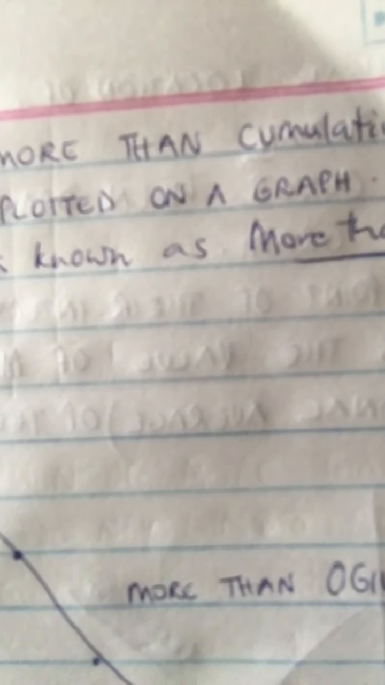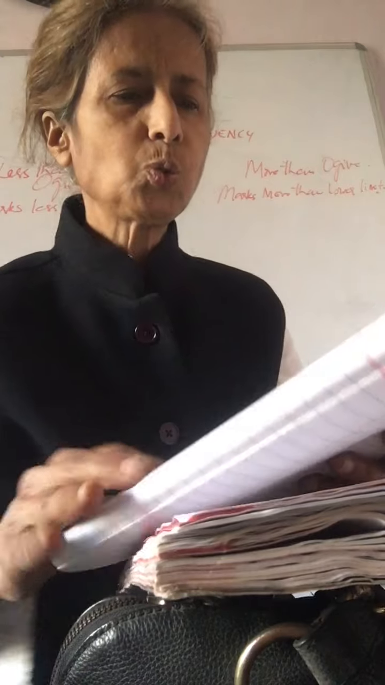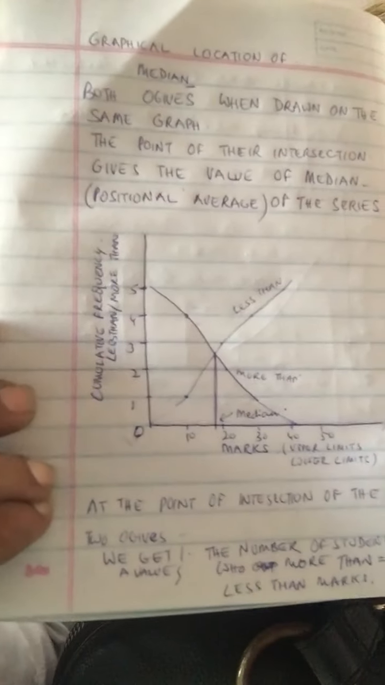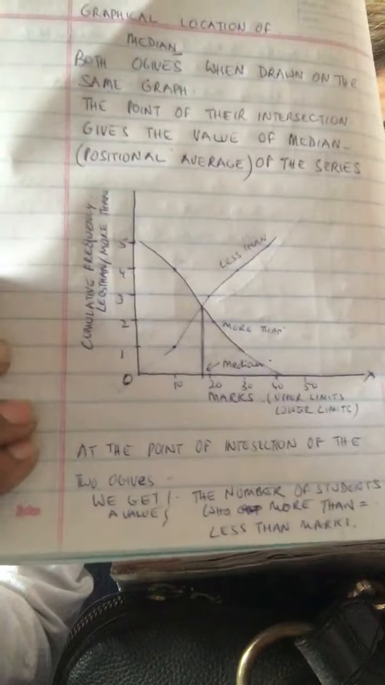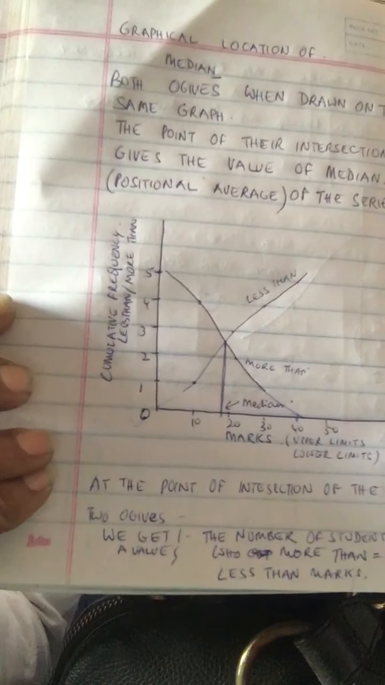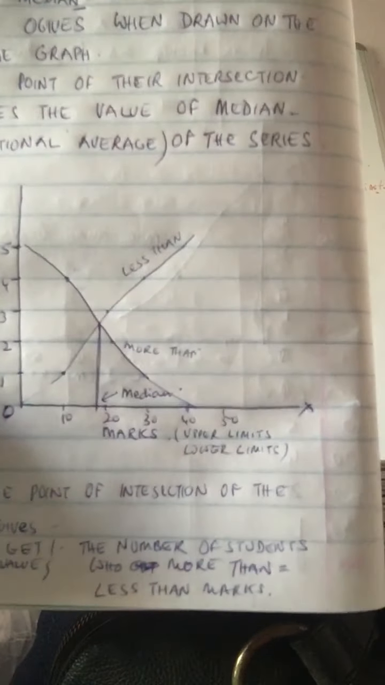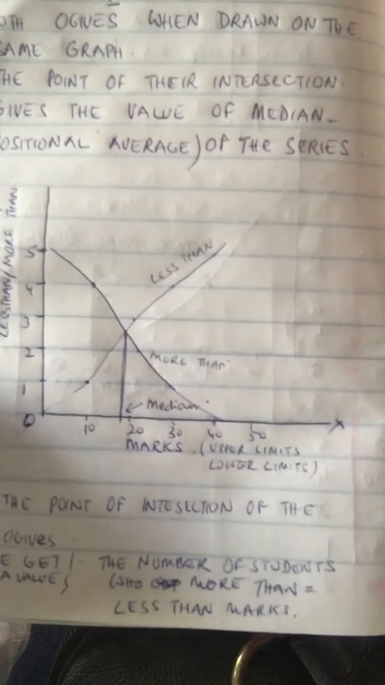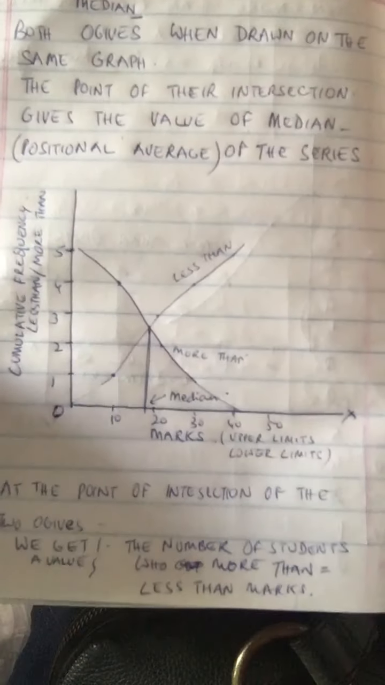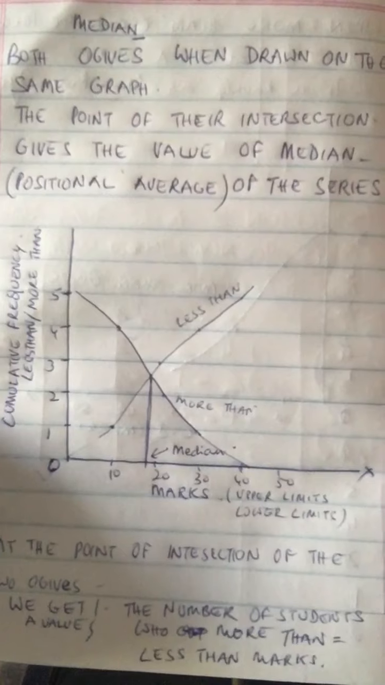Now the important thing about this is that when we plot these two curves, we get what is known as the graphical location of median, and that is why it is so important. We will be doing median later on, or we'll be doing ogives in the later classes, but since we were doing the continuous series, the cumulative continuous series, I thought it was a good idea to show it right now.